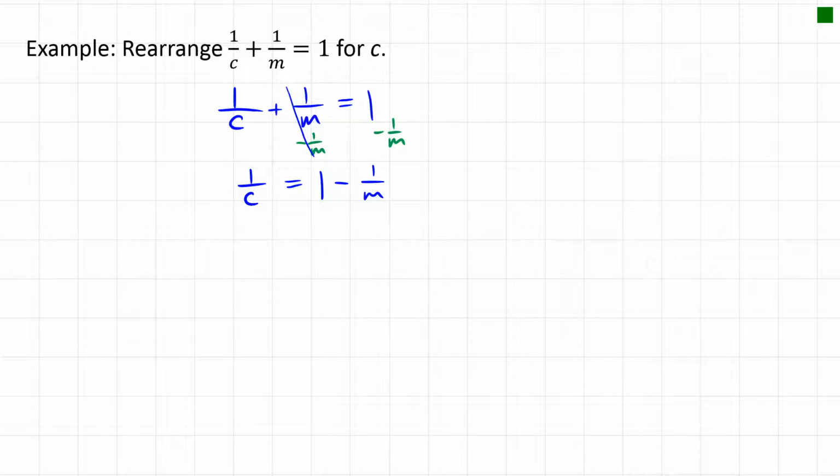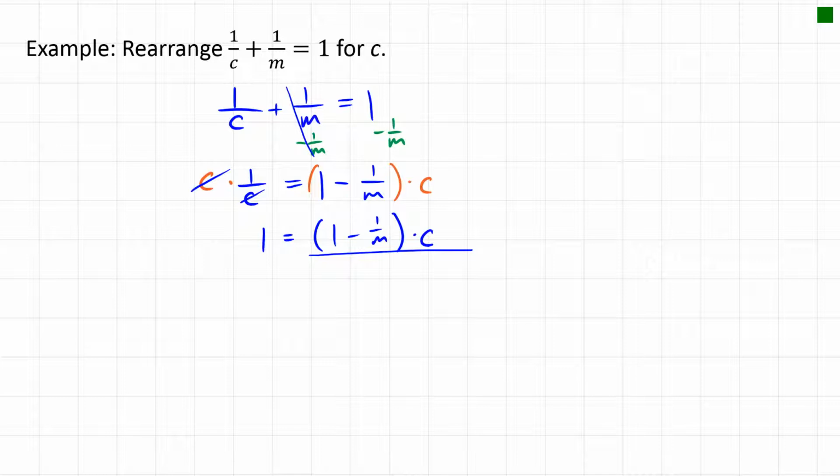But the problem is c is now in the denominator on the left-hand side. So this is not the same as saying c equals. I have to get it out of the denominator in order to continue this problem. So to do that, I'm going to multiply each side by c. On the left-hand side, the c's cancel, leaving me with 1 equals 1 minus 1 over m, times c. And from here, I could multiply c into the brackets, but I'm actually not going to do that because I'm really, really close to having c equals. I just have to isolate the c on the right-hand side.